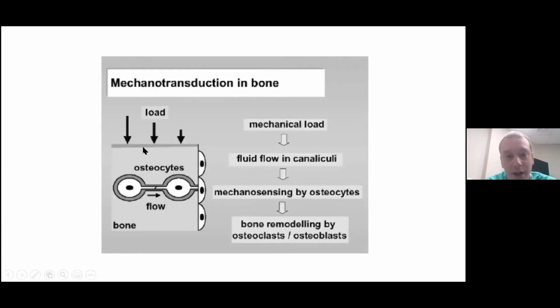So osteocytes are going to detect the mechanical load. There are some fluid flow changes between the canaliculi, and this is basically transformed into biochemical signals that influence the activity of osteoclasts and osteoblasts.